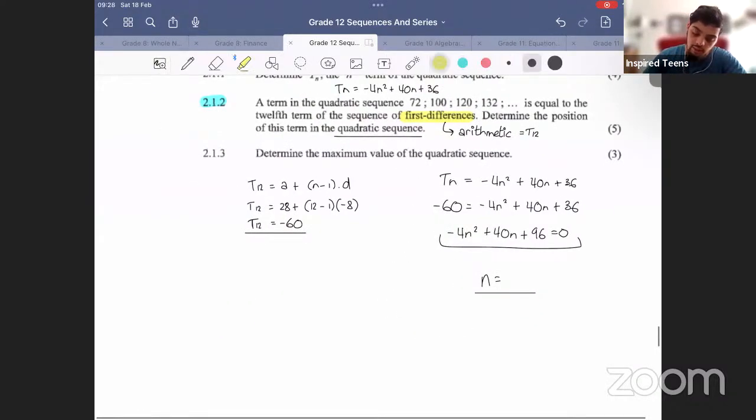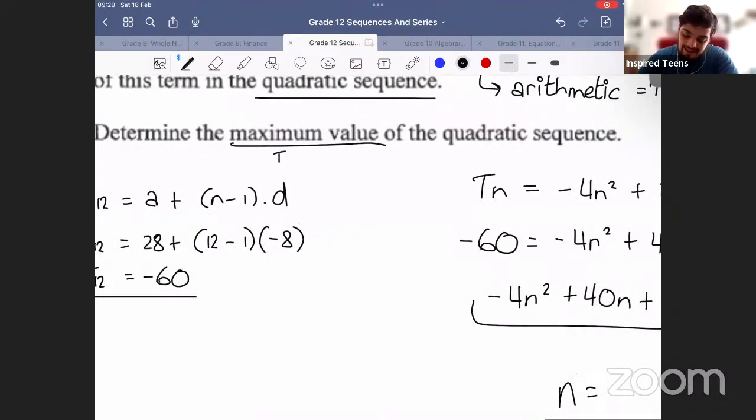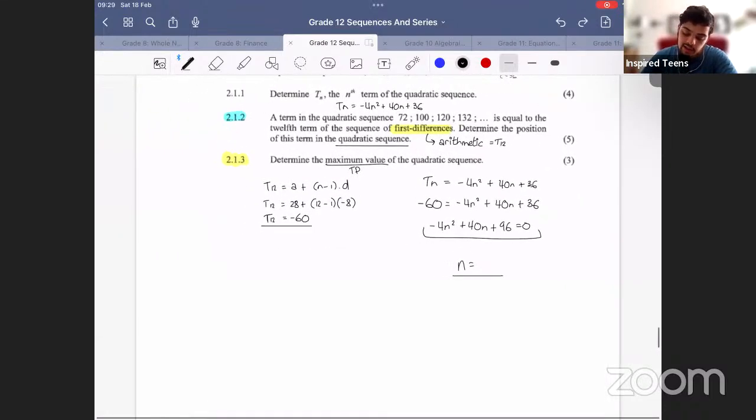Okay, let's just do this last one while we're at it. Determine the maximum value of the quadratic sequence. Remember, we said that the quadratic is very similar to the parabola. That is because it's true. Remember, in a parabola, the maximum is actually the turning point. Since we have the same structure of the formula, we can do the turning point for the maximum value. We can do negative b over 2a. What is b? 40.